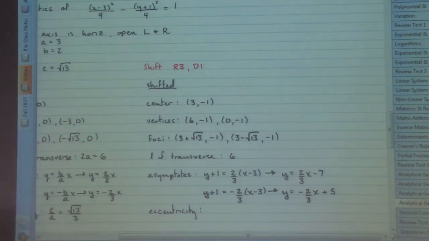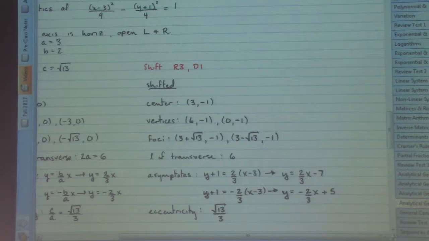The eccentricity also does not change because the eccentricity is not based on x and y. It's based solely on the c and a numbers, so that is not changing and would still be that square root of 13 over 3.